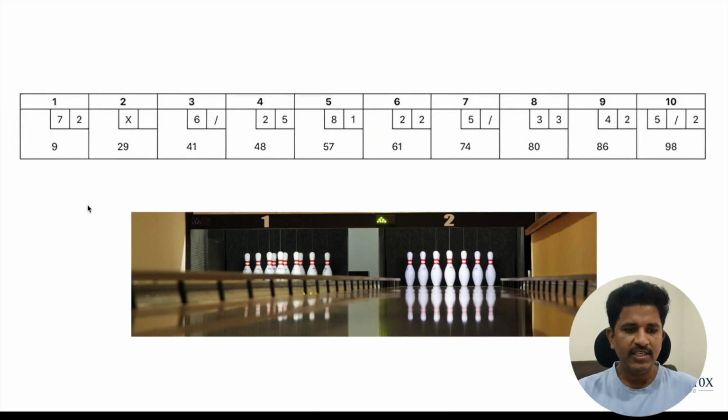The next terminology is spare. In the third frame, you can see there is something called a slash, which means in the first roll, the user has taken 6 pins, and in the second roll, the user has taken the remaining 4 pins. So in the complete frame, they have taken 10 pins. This is called a spare. Whenever you do a spare, you get the current frame score plus the next roll score. In the third frame, the user has taken 10 pins, and in the next roll, the user has taken 2 pins. So the score of the third frame will be 10 plus 2 plus the previous score, which is 29 plus 10, 39, plus 2, 41. So this is how we actually calculate the score.